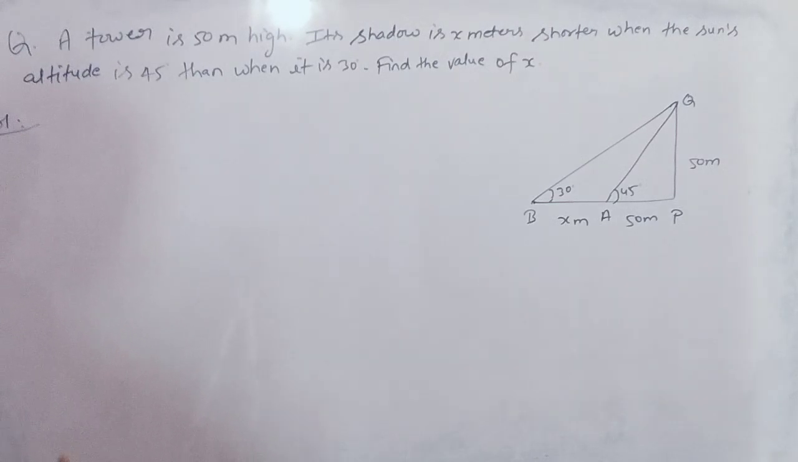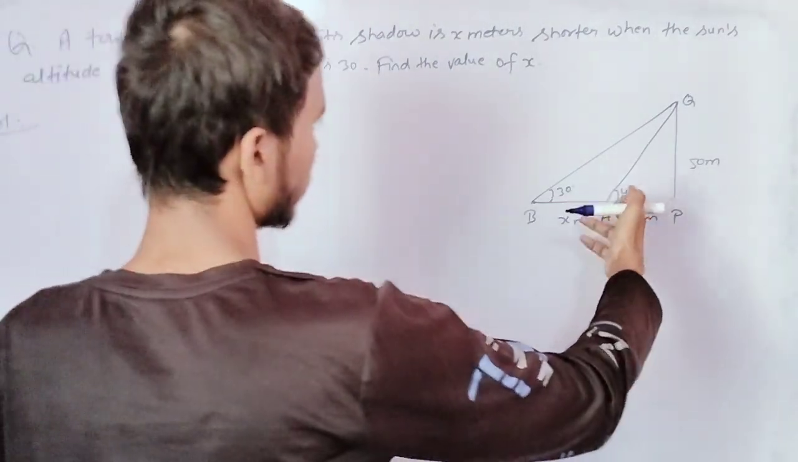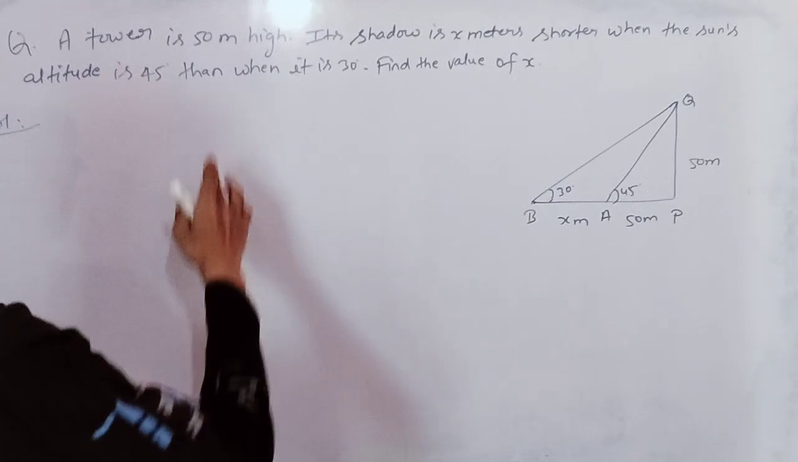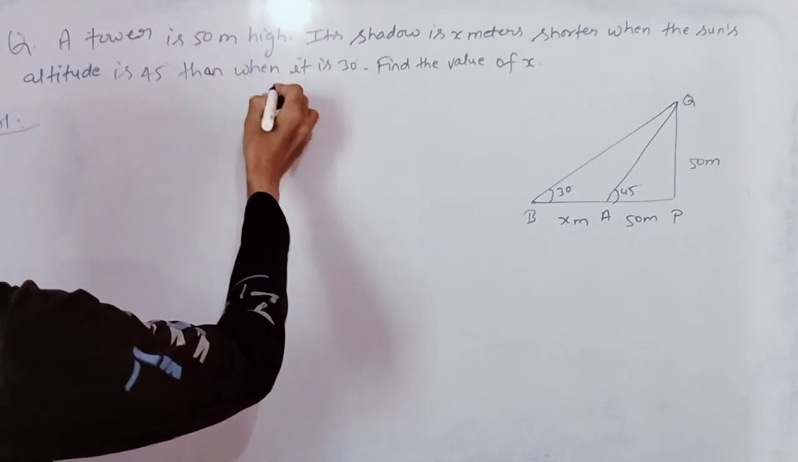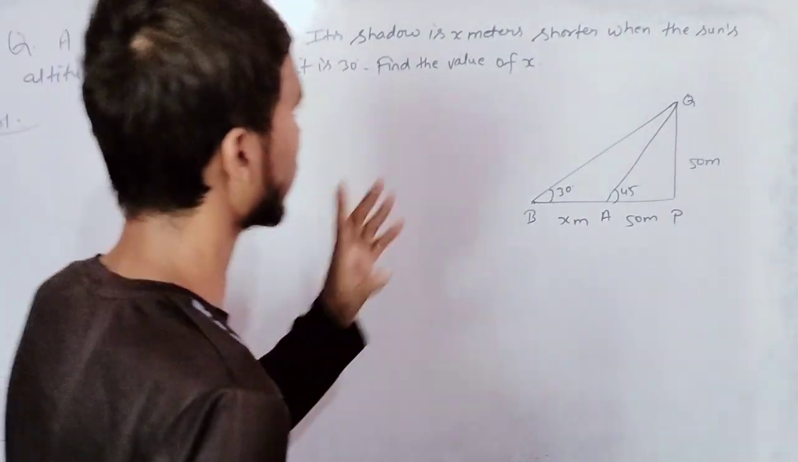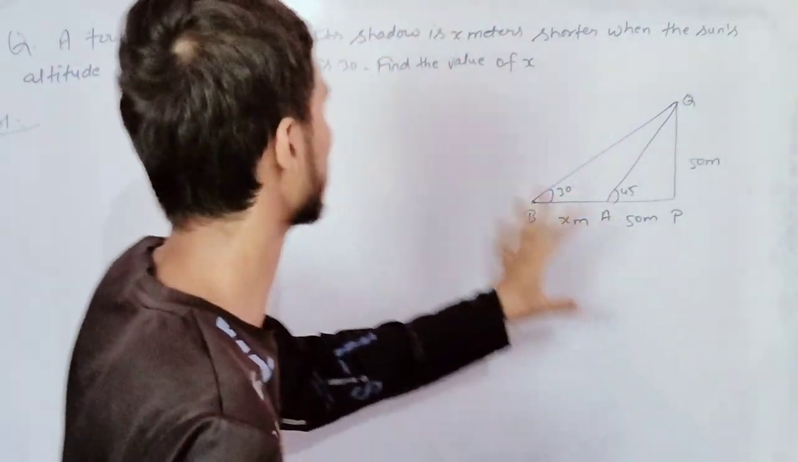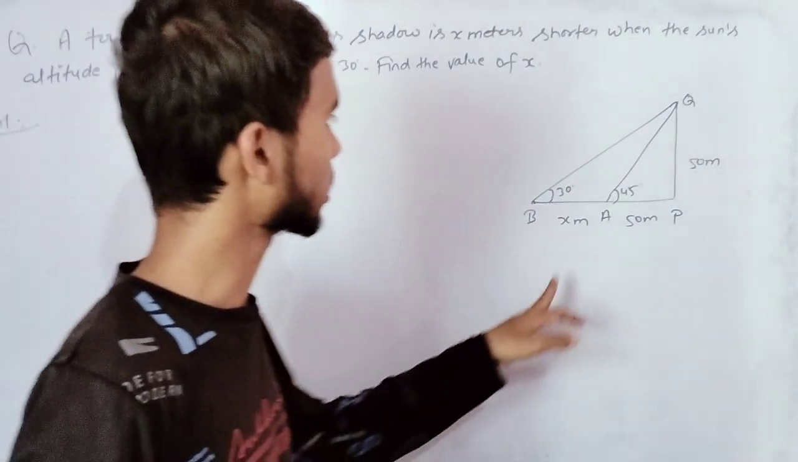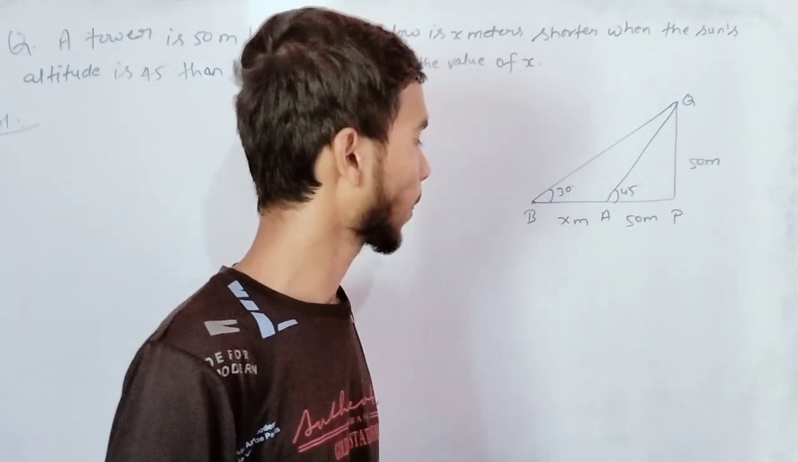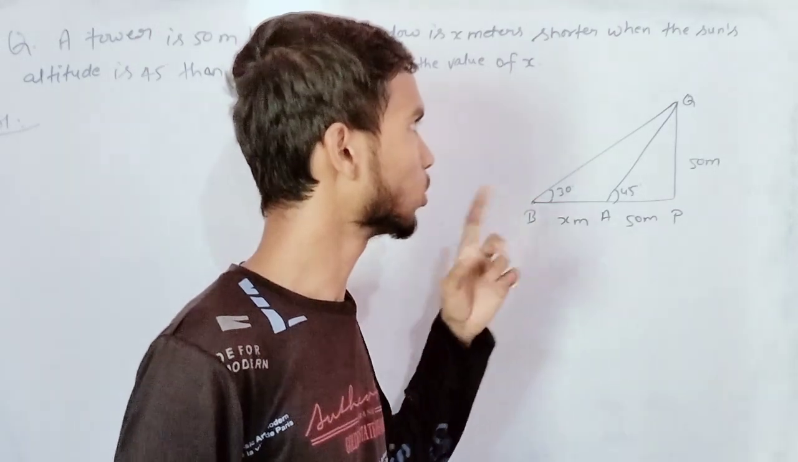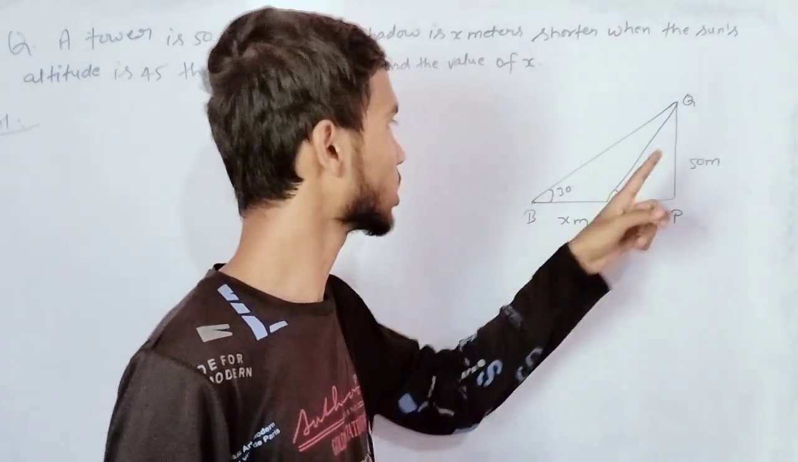When the sun's altitude is 45 degrees, then what when it is 30? Find the value of x. This will be your figure. We have two angles, so we have two right triangles.